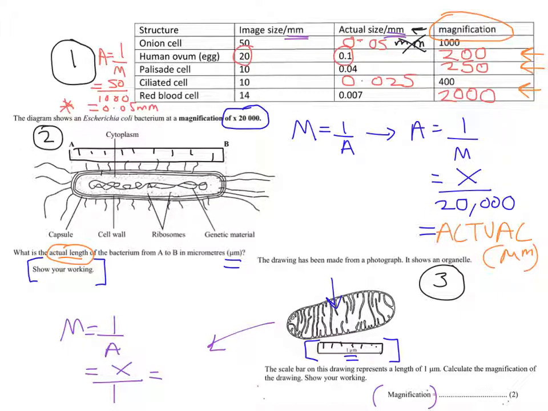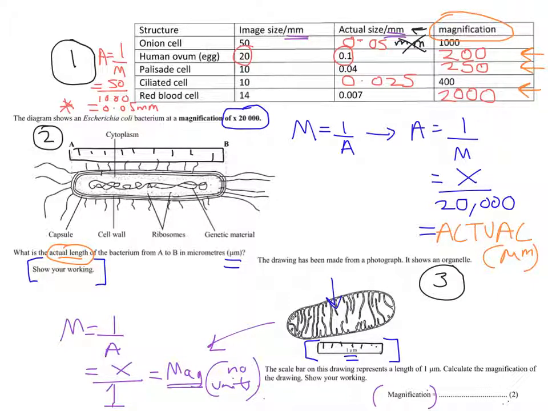So if magnification is image divided by actual, our image is however long you measure that bar to be, our actual is 1, so our magnification will come out as whatever value that comes out as. So that will give you our magnification, and remember there are no units to this.